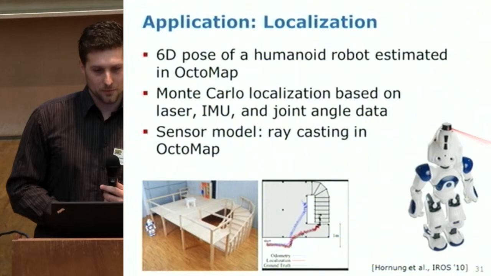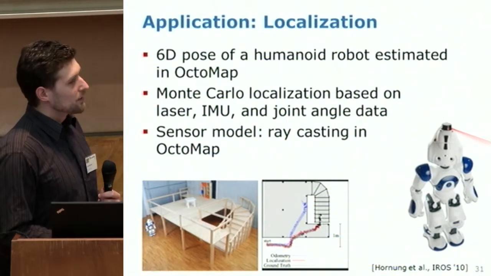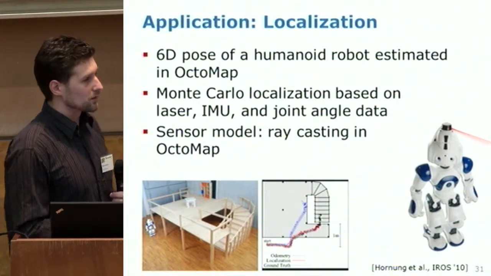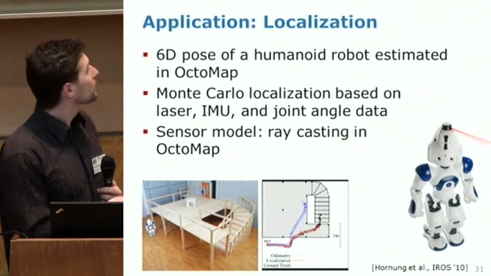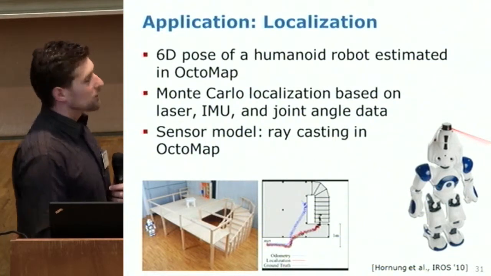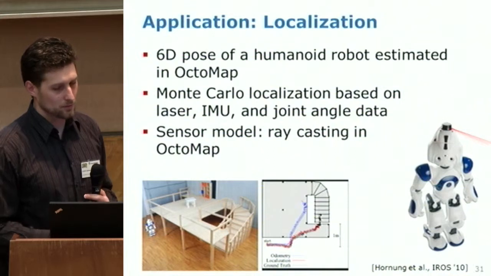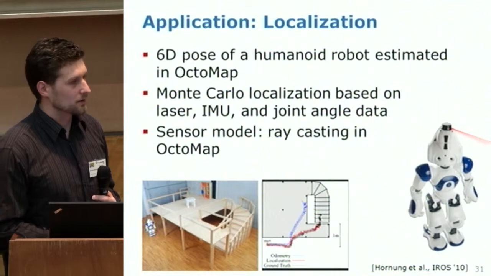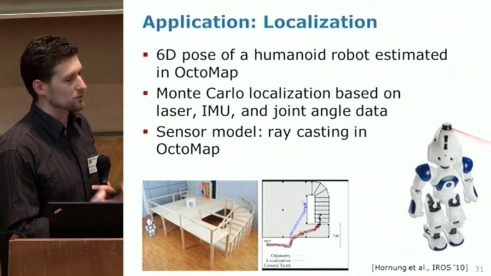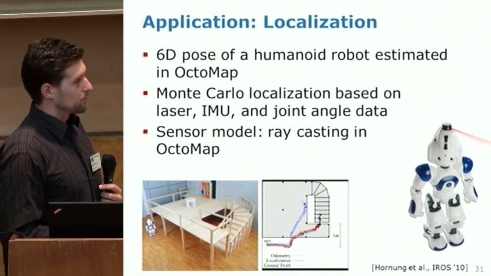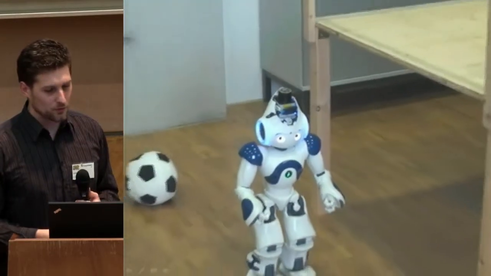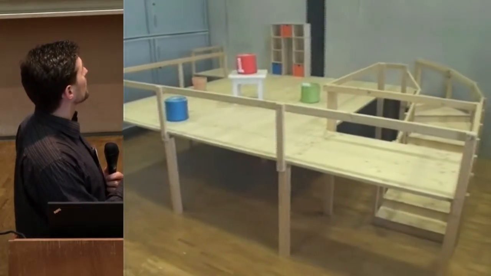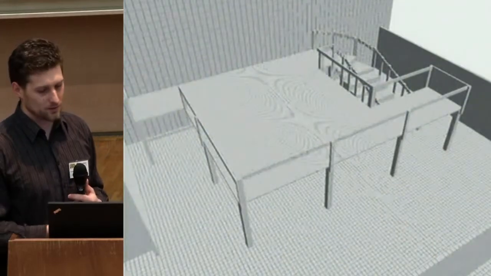So finally, I'm coming to some applications, example use cases of OctoMap. What I've worked on is the 6D localization of a humanoid robot using an OctoMap of the environment, which was built beforehand. See the environment here. This is a Nao robot with a laser rangefinder, and here we implemented Monte Carlo localization based on laser, IMU, and joint angle data. And this is also available in ROS. If you're interested in this use case, you should look at this package. It's also released open source, and the sensor model here is raycasting in OctoMap, and this is directly running in OctoMap. So if you just want the sensor model, look into OctoMap, the raycasting functionality.